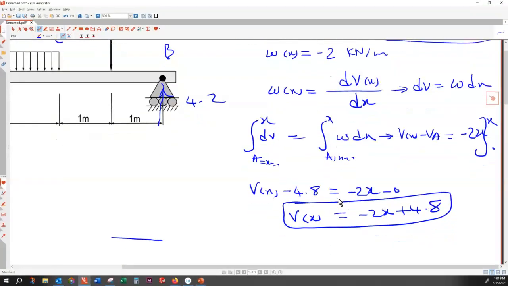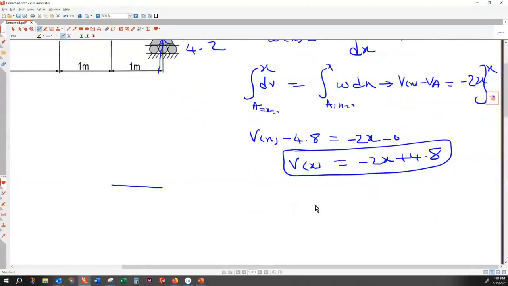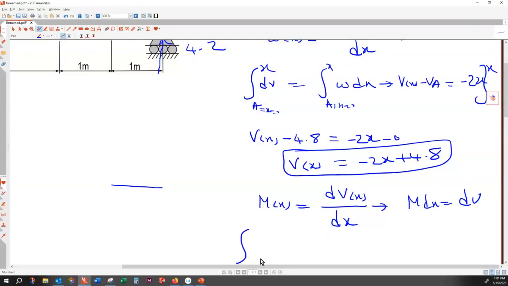All right, now that I have V of X, the next step would be to use another method of equation to find the bending moment. And I know for a fact that the bending moment is related to the derivative of V of X. So if I differentiate V of X one time, that gives me M of X. So let me manipulate this equation again. That is M of X dx is equal to dV. So from both sides of here, I take an integral between A to x.